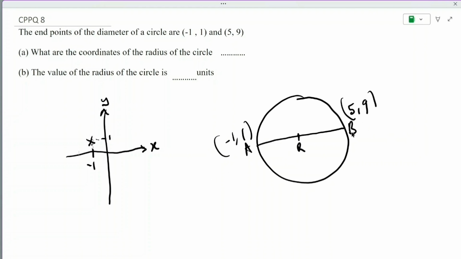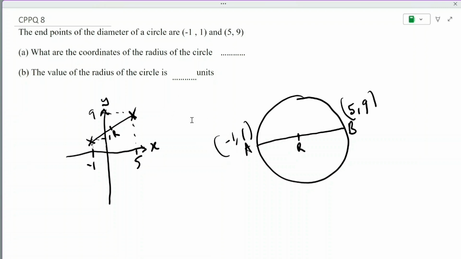Then point B of the diameter is saying when x is 5, y is 9. When x is 5, let's just say this is the point. This is just a sketch. Y is 9. Let's say we have 9 here. So we have this as our second point. We have a straight line joining them. This forms the diameter of a circle. And we've been asked to find the coordinates of the radius. And the radius is in the middle. So we have the radius somewhere here.